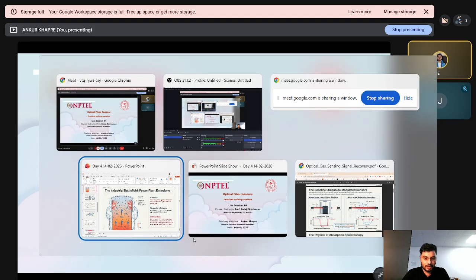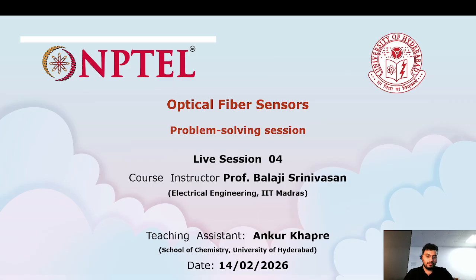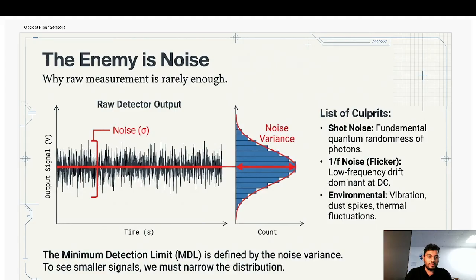Let's move to the slide. So we'll start with the first thing, which is noise, the main problem while we are detecting any signal. In the last session we discussed what kinds of noise there are and how to mitigate them, but to mitigate them we need to use multiple things, which we'll discuss today.